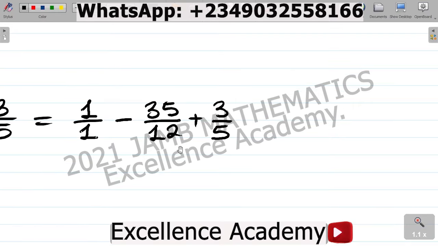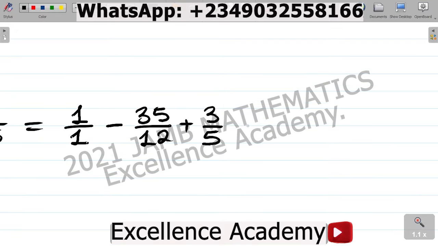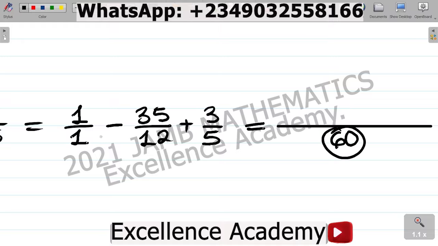All right, so my next task is to take the LCM. The LCM of 1, 12, and 5 will give you 60. That's my LCM. So first things first, 60 divided by 1 is 60, and 60 times 1 gives you 60. So I have the first one there as 60. Next up, you have minus.